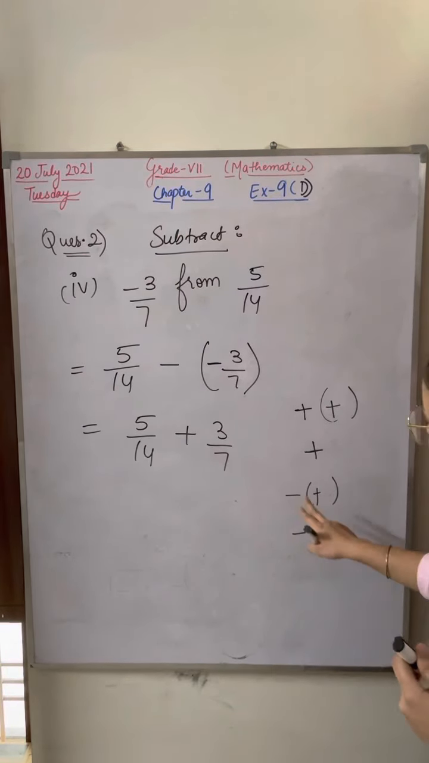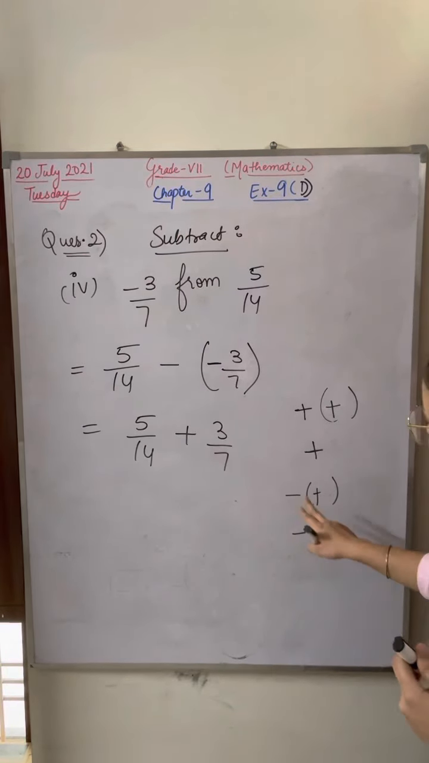So now take the LCM because the denominators are different. LCM of 7 and 14. Please tell me the LCM of 7 and 14 quickly. Very good, Ananya, I appreciate. Prasan, very good, Naman, Tanisha. The LCM will be 14.